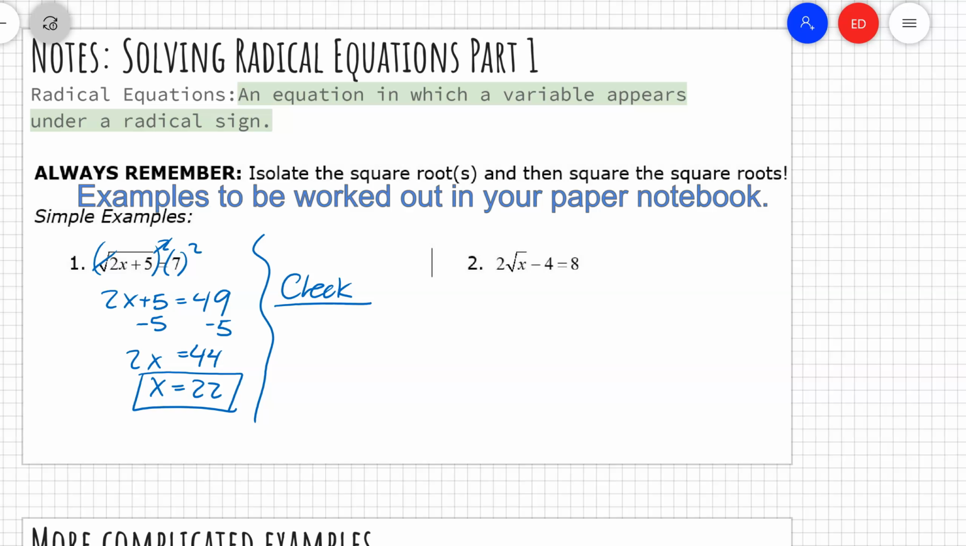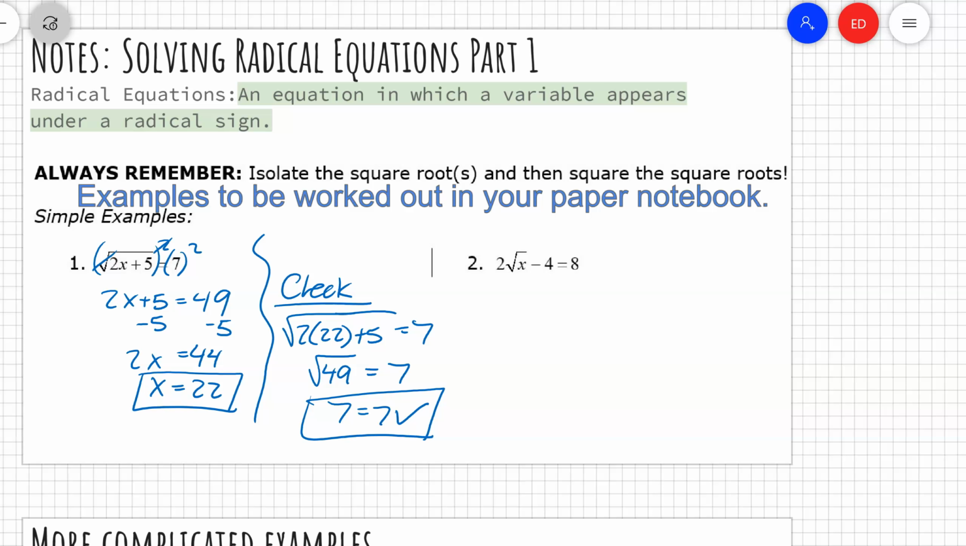By checking it, we're substituting it back into the original equation. So the square root of 2 times 22 plus 5, does that give us 7? Let's simplify. 2 times 22 gives us 44. 44 plus 5 is going to give us the square root of 49. The square root of 49 does equal positive 7, so that does work. 7 equals 7, and we are good to go.